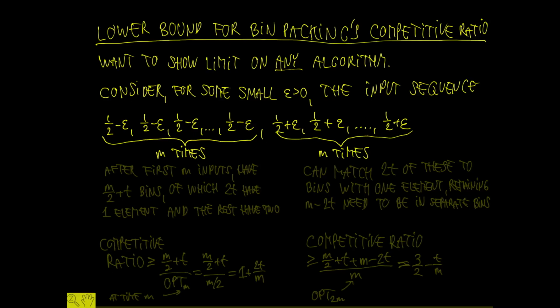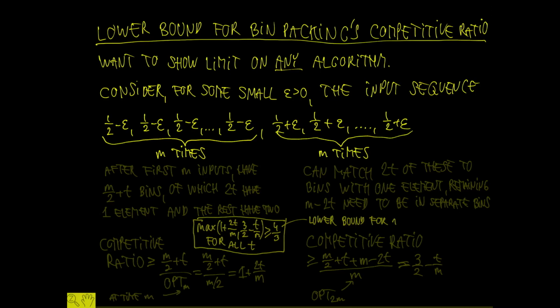So now we have two lower bounds for the competitive ratio. One is increasing in t and one is decreasing in t. And we can see that no matter what t is, one of these is going to be greater than or equal to 4 over 3. So this is going to be a lower bound on any algorithm.